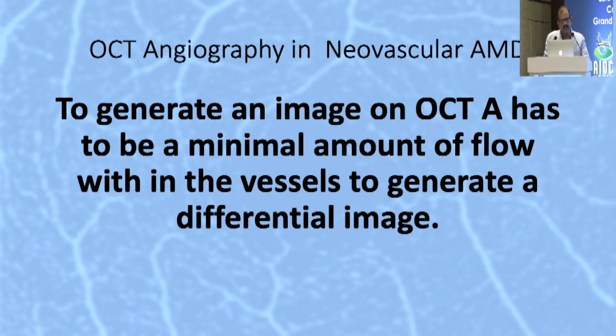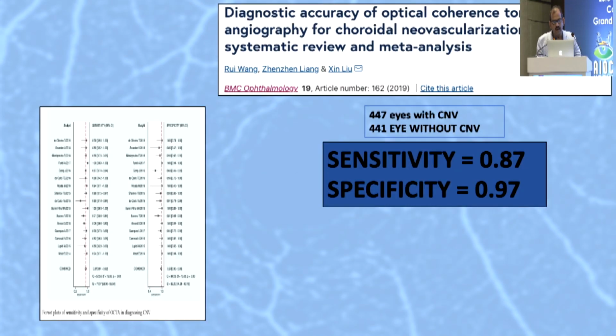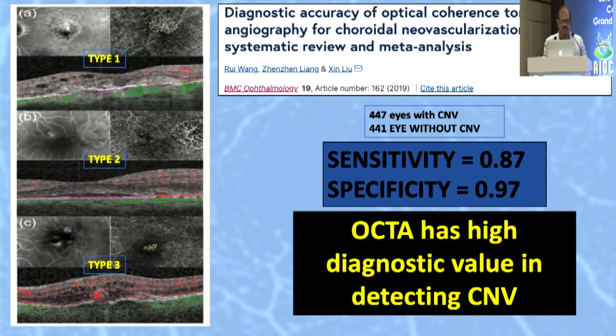To generate an image on OCT angiography, there has to be a minimal amount of flow within the vessels to create a differential image. If there is no flow, the OCT angiography will not create an image, and this is very important in detection of choroidal neovascular membrane. OCT angiography has been demonstrated to have high specificity and sensitivity in detection of choroidal neovascular membrane in various layers. All kinds of choroidal neovascular membranes can be very effectively detected on OCT angiography, whether it is type 1, 2, or 3.